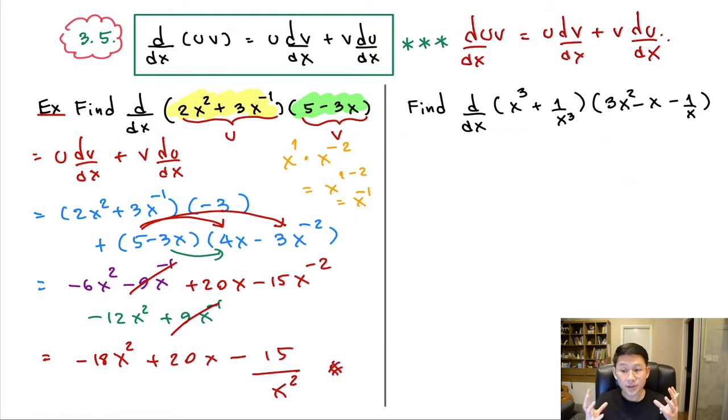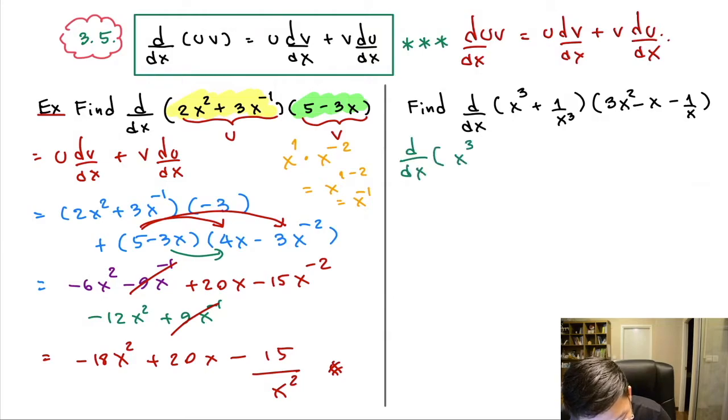Okay, so it's easier when you use this property, right? d of uv is u dv plus v du. Okay, u dv plus v du. So let's look at this one as well. And as I usually do, I usually push things upstairs, right? Push things upstairs. So here, I'll just rewrite it first. I'll rewrite it as x cubed plus x to the power of minus 3 times 3x squared minus x to the power of minus 1.